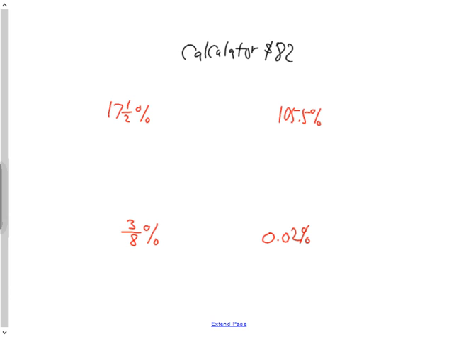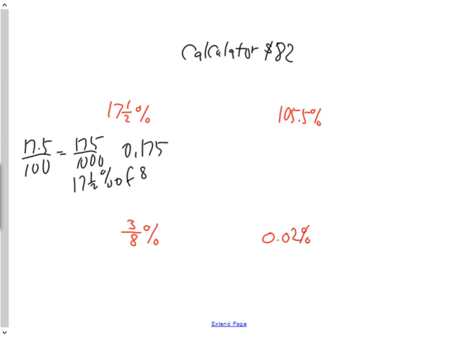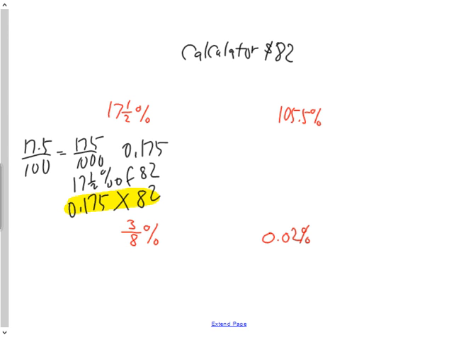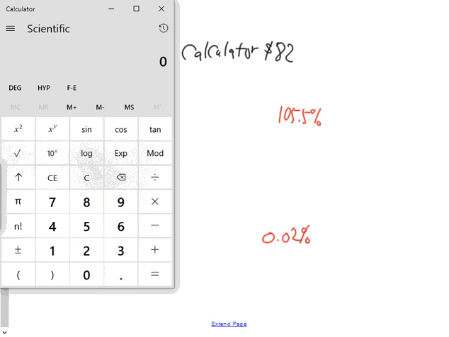The first one is 17.5%. The thinking that has to go into that, of course, 17.5% is 175 over 1,000, which is 0.175 as a decimal. So 17.5% of $82 is the same thing as 0.175, of means multiplication, and 82. So on your test, you will receive 1 point for that statement that I've highlighted in yellow. That's the important part to this exercise. And then 1 point if you can press the right buttons.